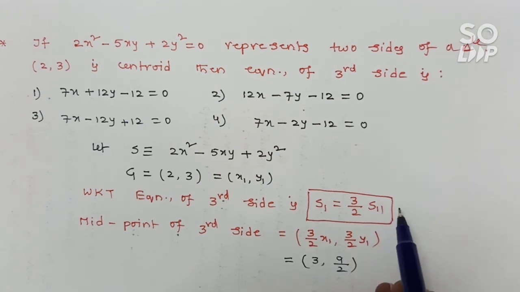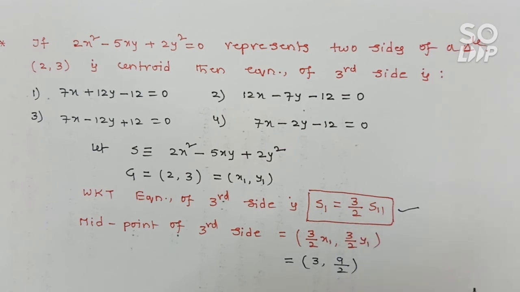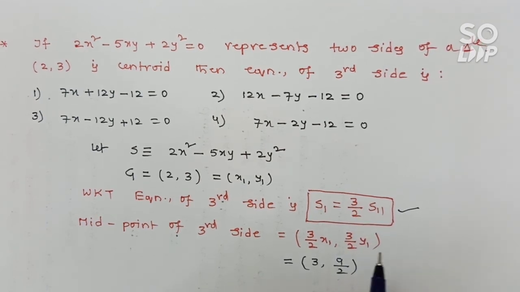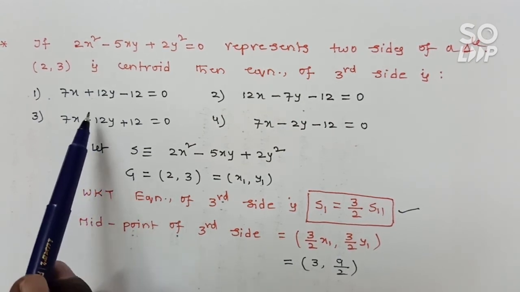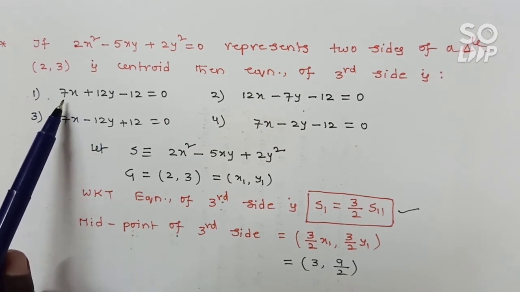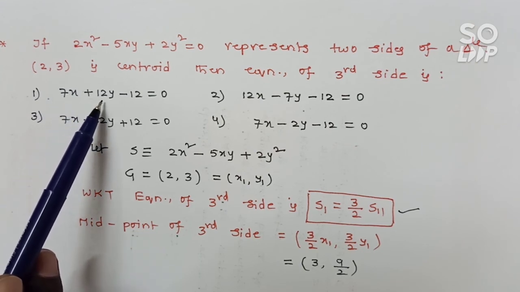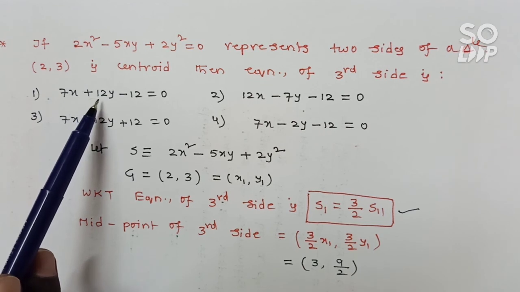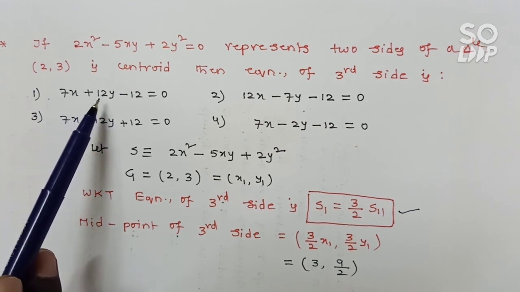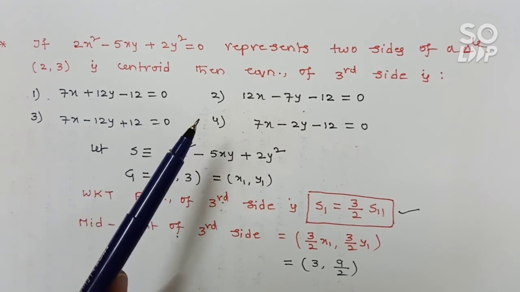Or directly you can find it by using the formula S1 is equal to 3 by 2 into S11. Okay. So here you verify which line is satisfied by this point. Look at this one. The first option, you take this one. 7 into 3 is 21. 21 plus 6, 21 plus 6 is 27. 27 minus 12. That is not equal to 0.